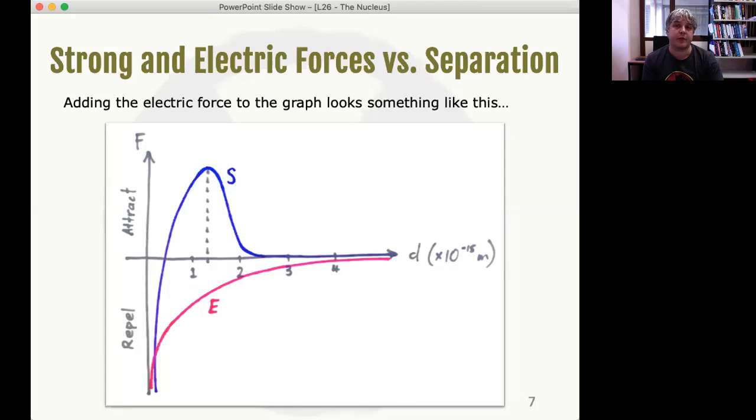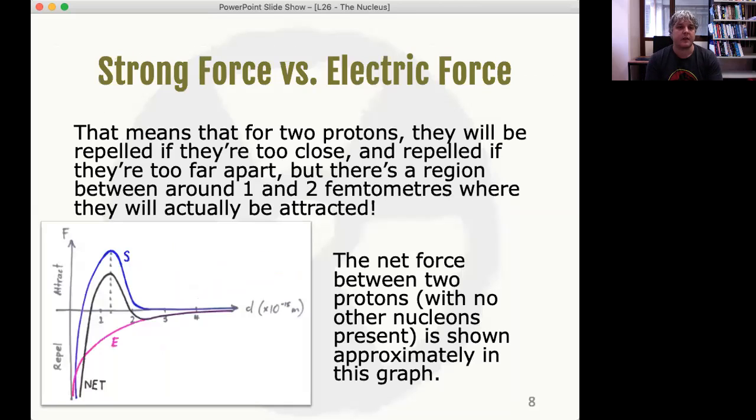Remember, that's only between protons. That strong force is between any nucleons, both neutrons and protons. So we've got these two different forces occurring at the same time. Again, there's no scale on that vertical axis. Just look at the shape of the curve. Don't worry exactly about their magnitudes.